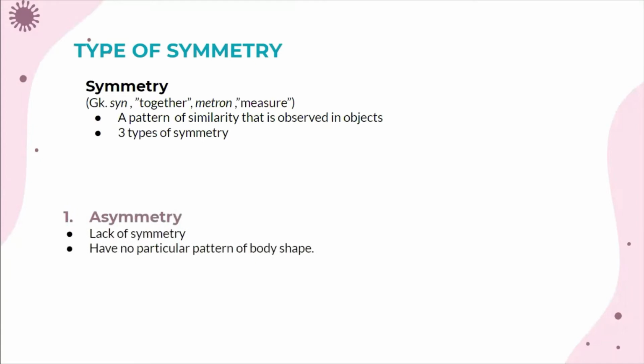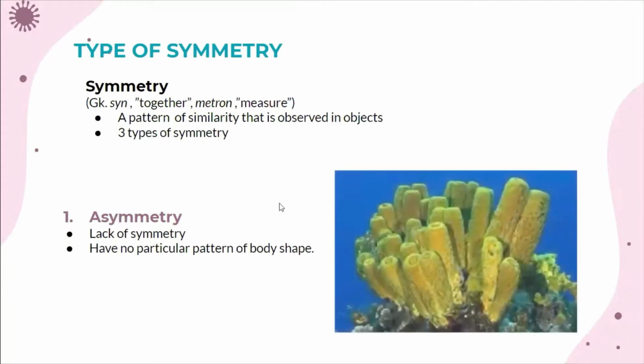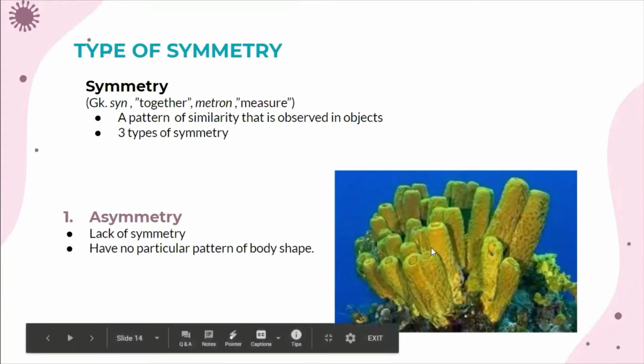First, we have asymmetry, which means lack of symmetry. The animal has no particular pattern of body shape. For example, for a sponge, if we give it a cut through from any direction, we're not going to get the same half.